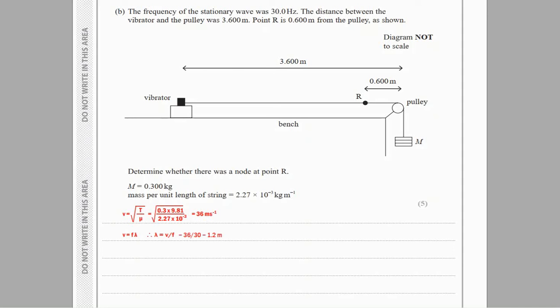The wavelength is 1.2 meter and half of the wavelength is 0.6. So let's say if I draw a standing wave like this, if the entire length of this wavelength is 1.2, half of it is 0.6 and half of it is at R. So R must be a node. There is a node at the pulley. Therefore R, the distance from the pulley, is equal to lambda by 2, meaning there is again a node at R as well.